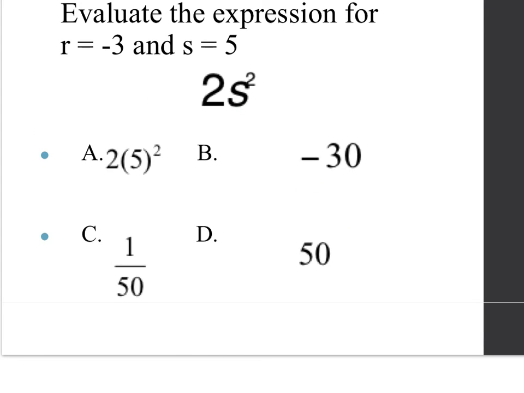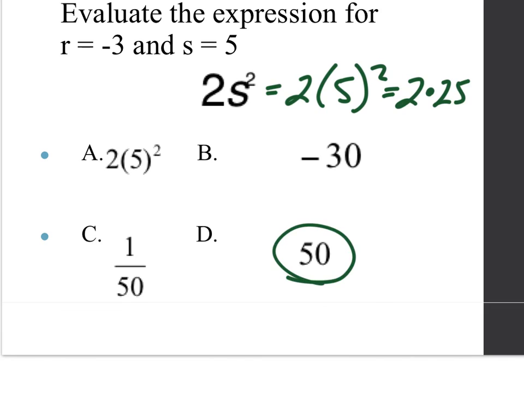Evaluate the expression for r equals negative 3 and s equals 5. Well, there is no r, so we're only going to deal with the s. So this becomes 2 times 5 squared. Now remembering that this squared only applies to the s value, or in this case the 5, not to the 2 in front of it. So this becomes 2 times 25, which of course is 50.